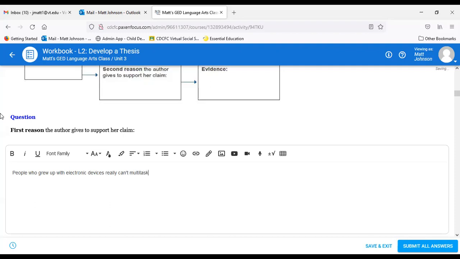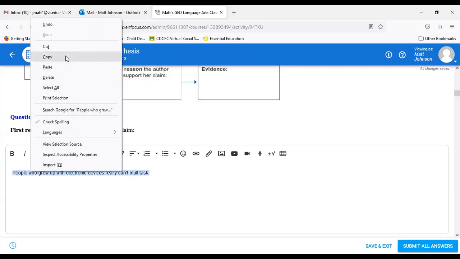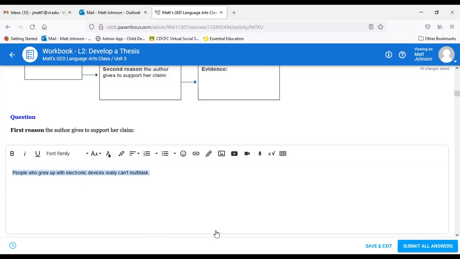And this is more about building our mental picture, our mental outline of how we'll go about it. So we don't have to be real careful as far as spelling. This is just for us. The rest will come into play when we actually do some writing responses. But here, people who grew up with electronic devices really can't multitask. That's the first reason. All right.